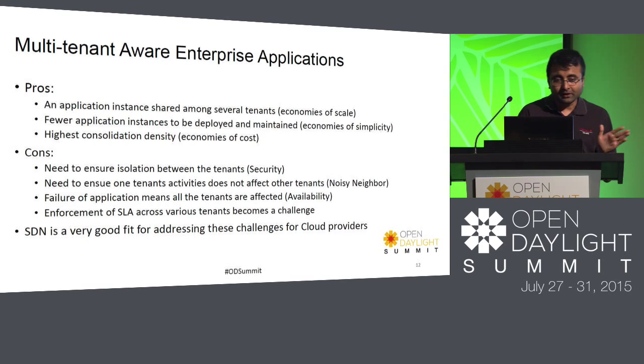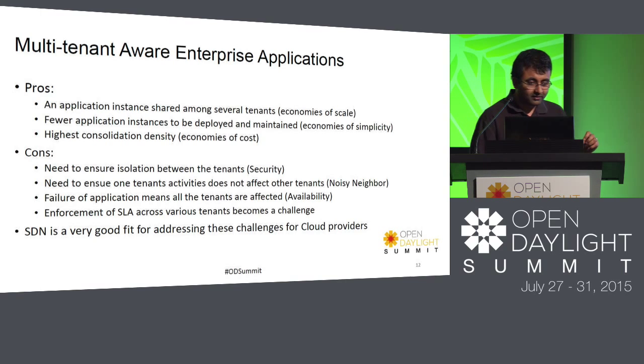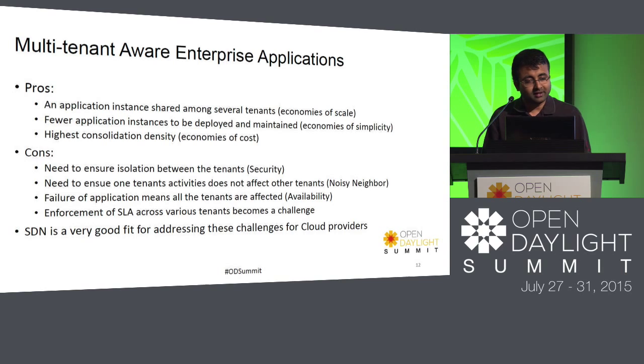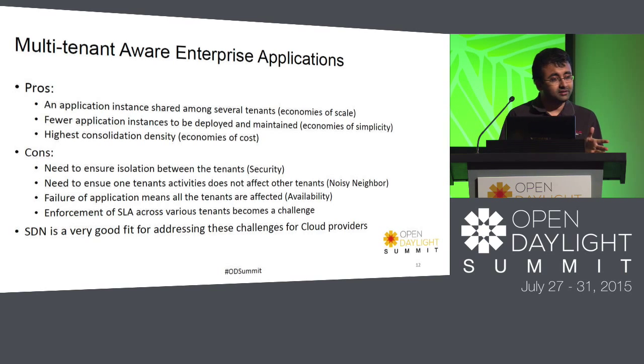So what are the advantages of multi-tenant aware enterprise applications? Obviously, you have very few instances of the application running in a cloud, and each instance will serve some subset of tenants. Which means economies of scale, right? And since there are very few application instances running in the cloud, it's easier to deploy and maintain, which is economy of simplicity. And we have obviously gotten the highest consolidation density.